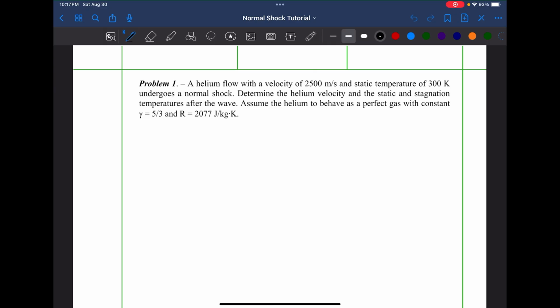So we've got a helium flow with a velocity of 2,500 meters per second and a static temperature of 300 Kelvin that is passing through a normal shock. We want to determine the helium velocity and the static and stagnation temperatures after the wave. Assume helium behaves as a perfect gas with gamma of 5/3 and a gas constant of 2077.